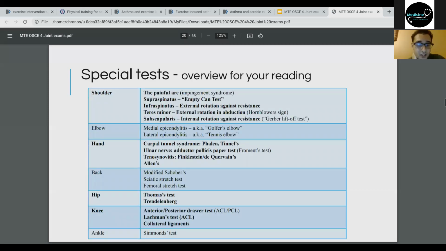And then these are the special tests. So these are all the ones you should be expected to at least describe in a finals exam. I would say the ones I put in bold, so especially the ones for the shoulder, the hand, the hip, and the knee, you should be able to demonstrate on a patient and know what a positive sign is. So those are the ones you absolutely just need to be able to rote learn. The other ones are slightly less important, but you should be able to demonstrate them in the exam.